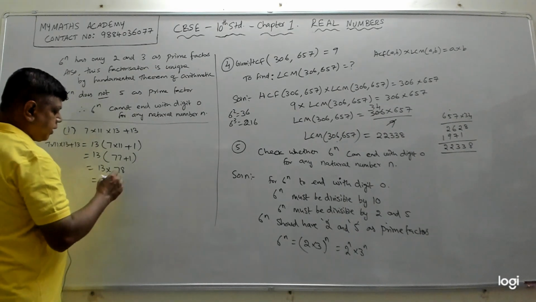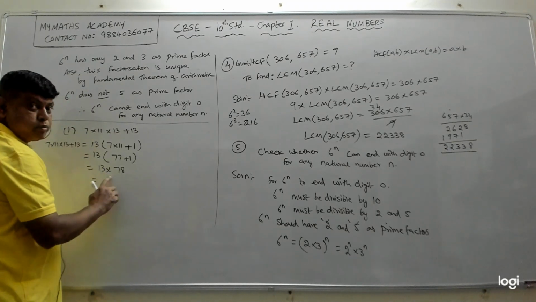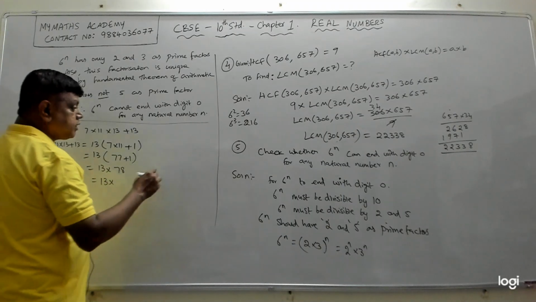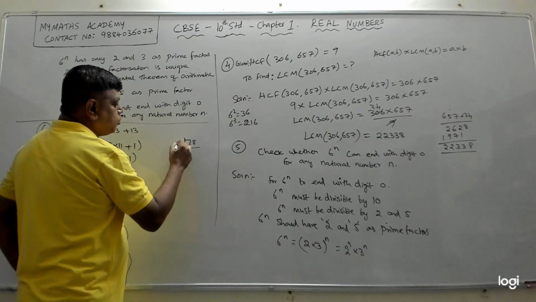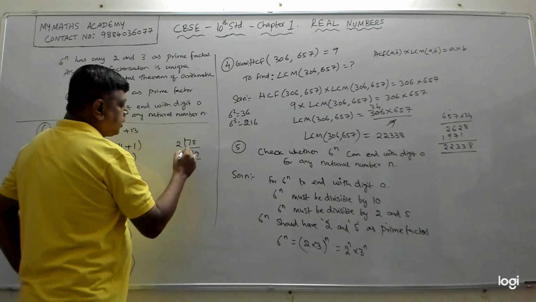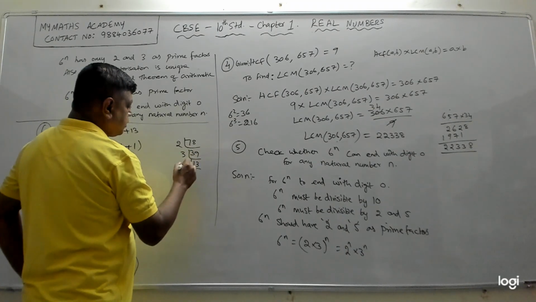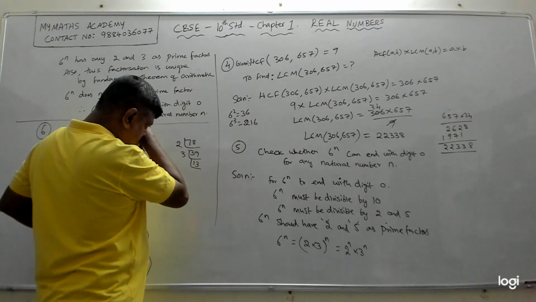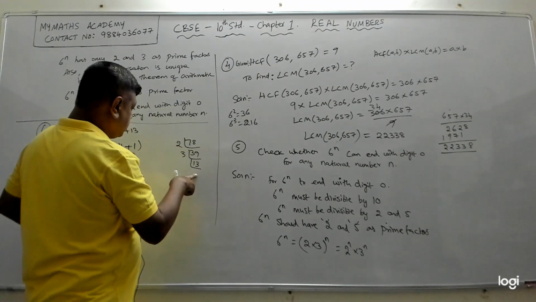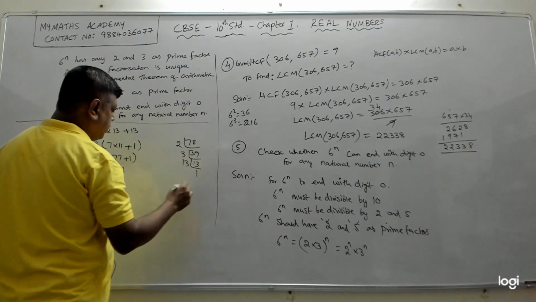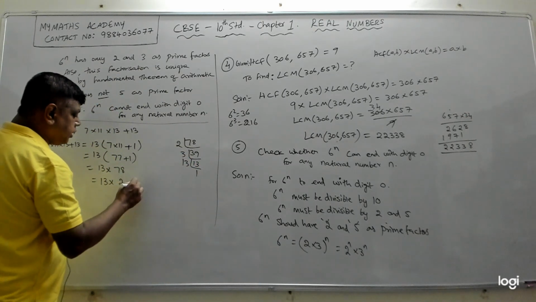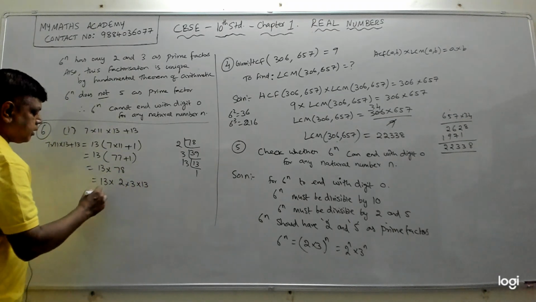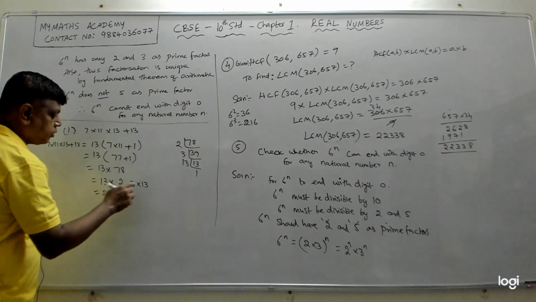Now again, let's see whether we can express this as a product of primes. Now 13 into 78 is not a prime number. So let's express 78 as a product of primes. 78 divided by 2 goes 39 times. 39 goes in 3, 13 times. Then 13 goes 1. So 78 can be written as 2 into 3 into 13. So this becomes 2 into 3 into 13 into 13, which is 13 square.